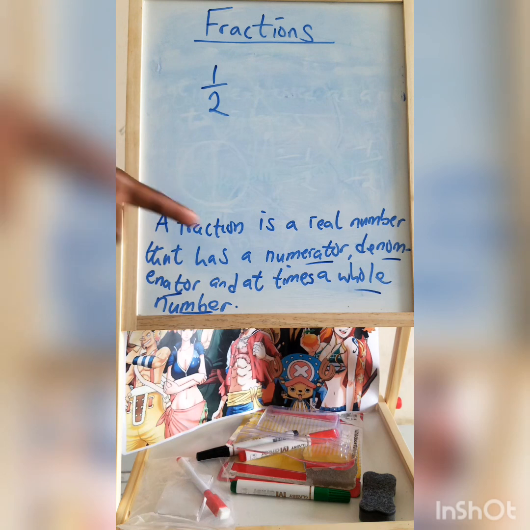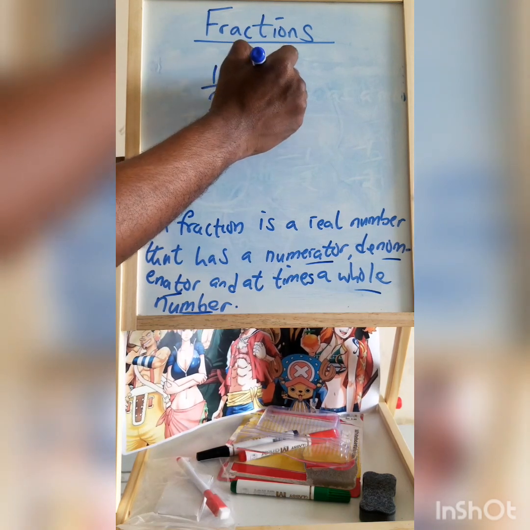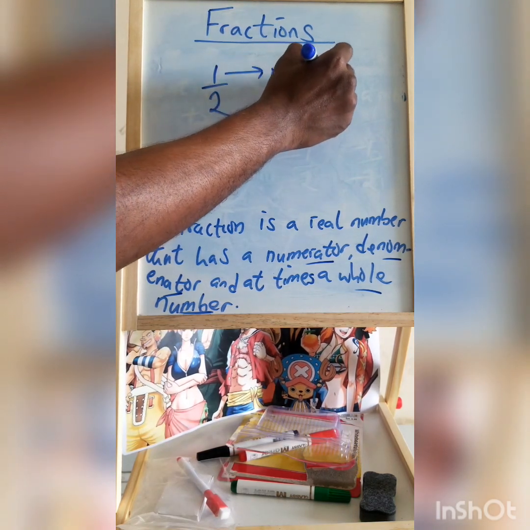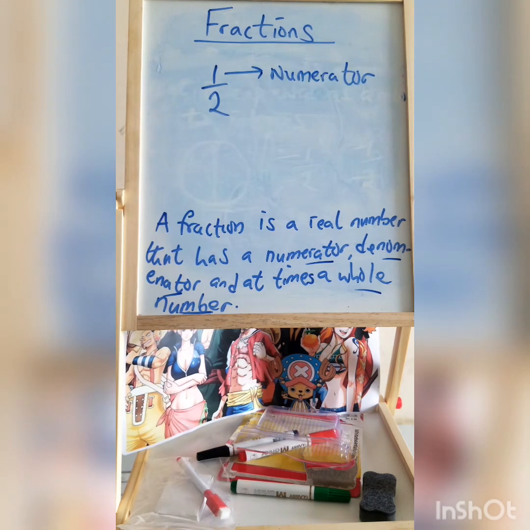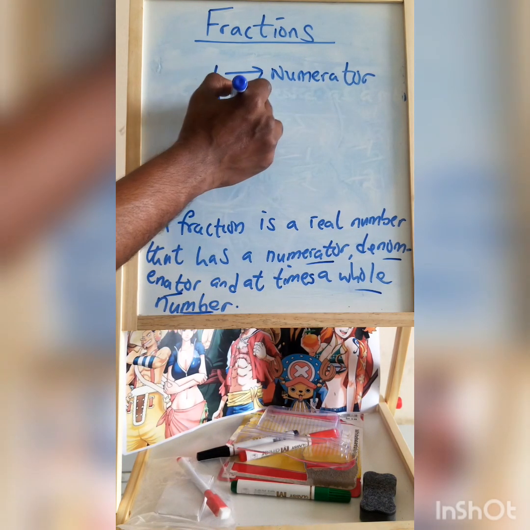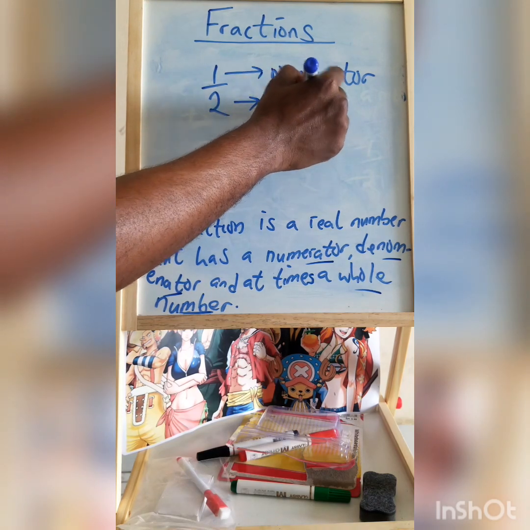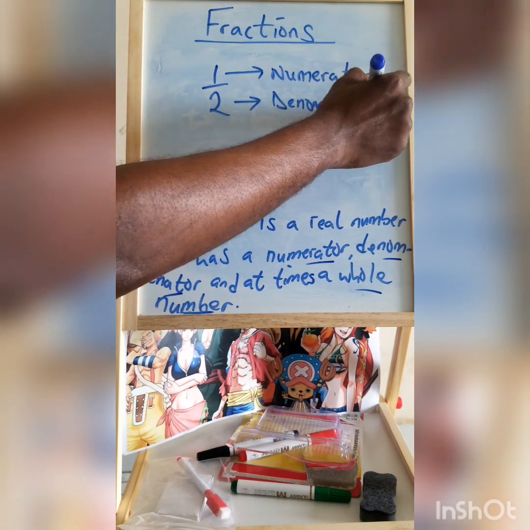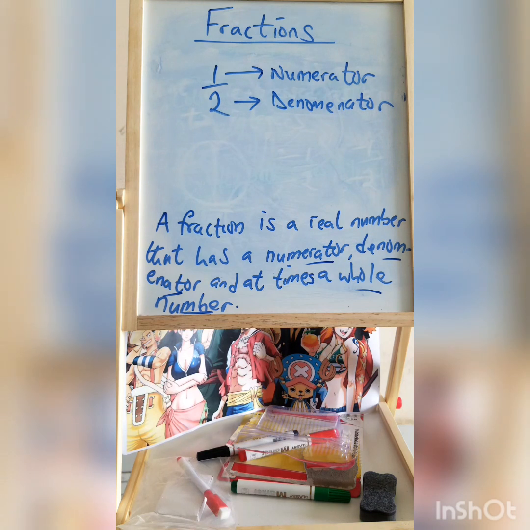So we'll talk about a numerator. A numerator is the number that is above the line or on the line. This number up here is referred to as a numerator. Then the denominator is the number below the line. This is the denominator. The number above the line is referred to as the numerator. The number below the line is referred to as the denominator.